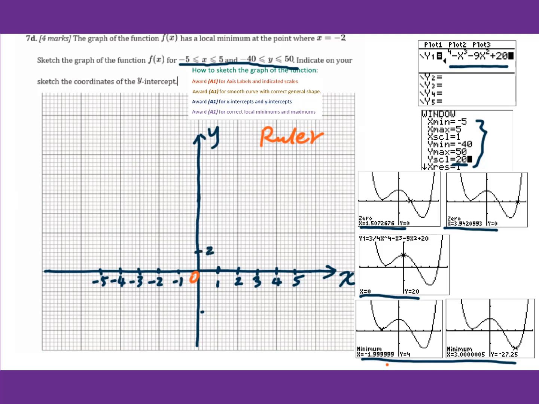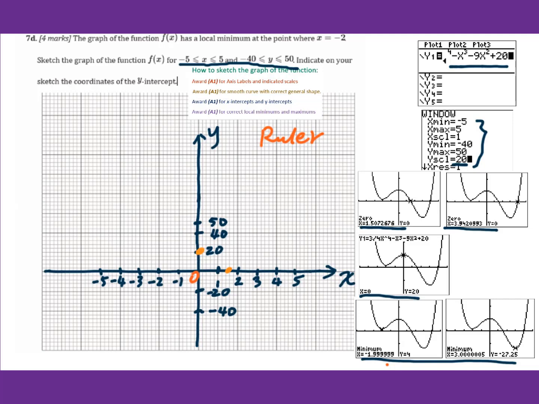This is a 20, 40. This will be 50. Here you will get the negative 20, negative 40. And we need to plot those points. This is a y-intercept. X-intercept will be 1.5. So it will be here.